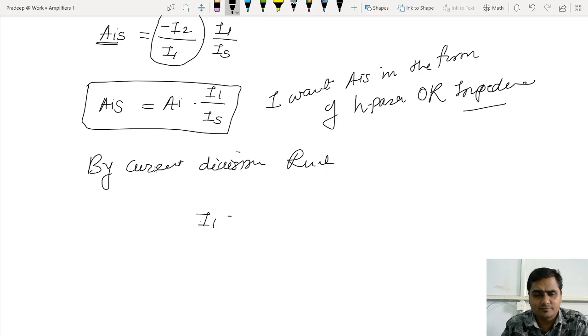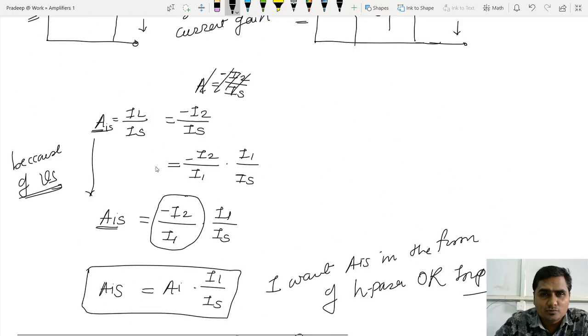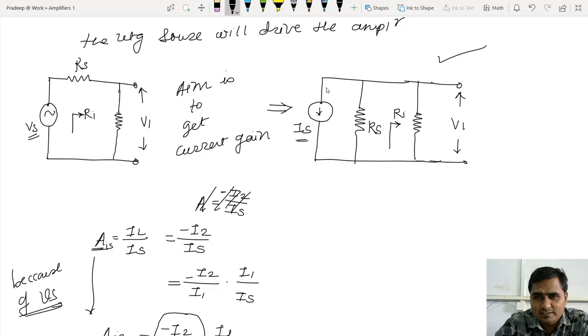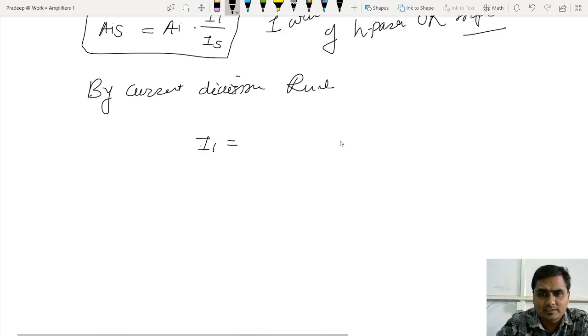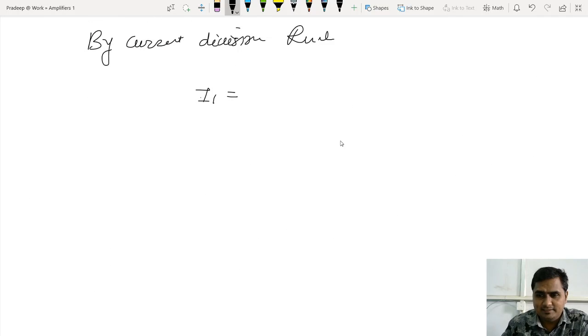let me write the equation for I1. So by current division rule, what is I1 for this circuit I am talking about? I1 is nothing but the input current. This shows I1. So I1 is equal to RS divided by both resistances, that is RS plus RI, multiplied by this IS. I hope you know the current division rule. So that is I1, the current flowing through the input impedance.